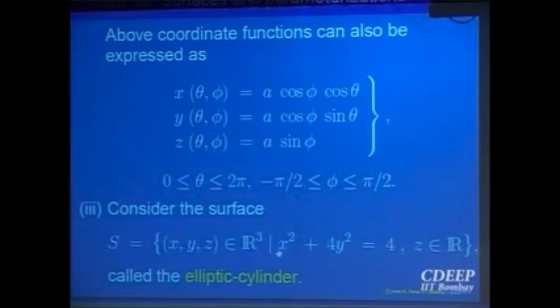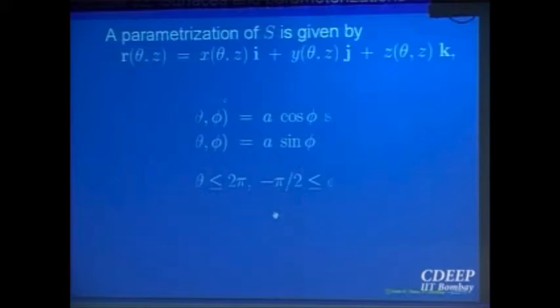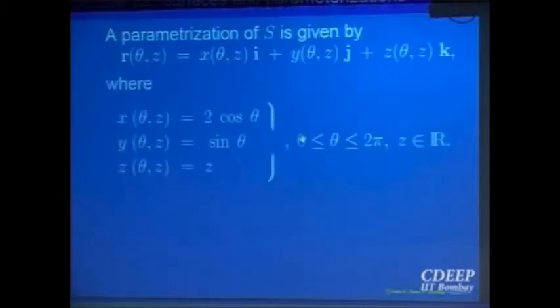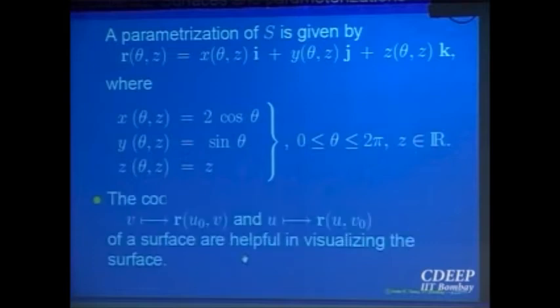Then the elliptic cylinder, let us look at that. We had a circular cylinder, now we have got an elliptic cylinder. So what will be the parameterization for that? Cylindrical coordinates essentially we will be using. Z is free, right? X and Y are related by this equation, right? So you can put X is equal to 2 cos theta, Y is equal to sin theta, theta between 0 to 2 pi, Z is free. Theta and Z will give you the parameterization for this. Okay? So that is a parameterization for the surface.